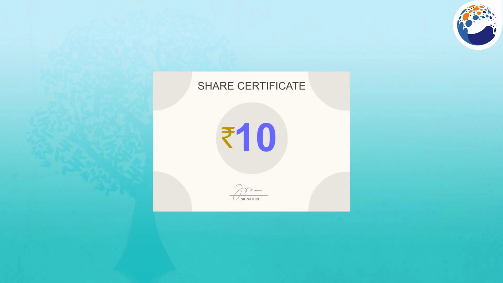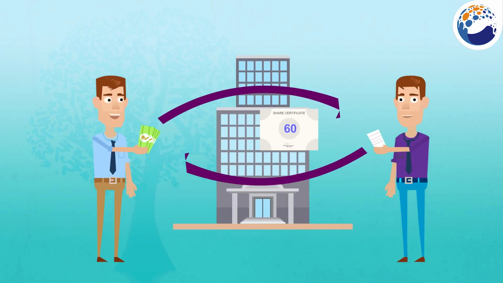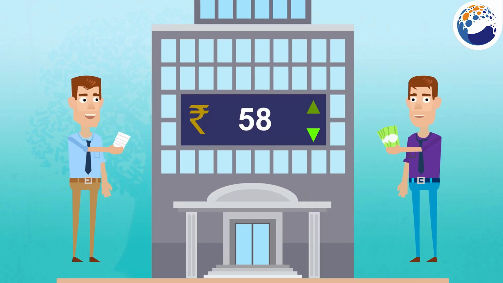The value printed on the share certificate is called the face value of the share. It is written as FV. It is also called nominal value or printed value or par value. The price at which the shares are purchased or sold in the stock market is called the market value of the share. It is written as MV. Market value changes very frequently in the stock market.